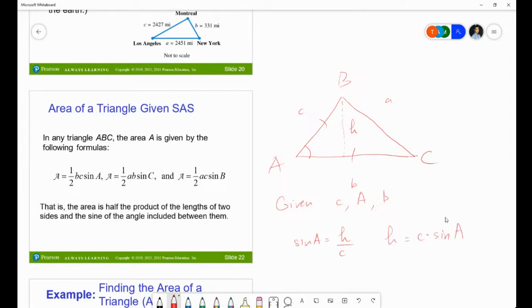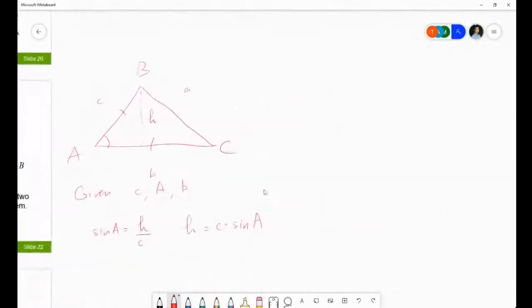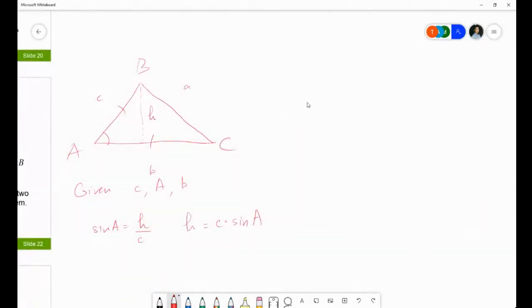Now, what is the area of a triangle formula that you're used to seeing? Well, area is equal to base times height divided by 2. What is the base in this triangle, in this example here? The base is B. The height is here. So in this formula, we have the base, which is B, times the height, which is H, divided by 2. But if I can solve for H using C, because C is given and A is given, that means I can do direct substitution for H.